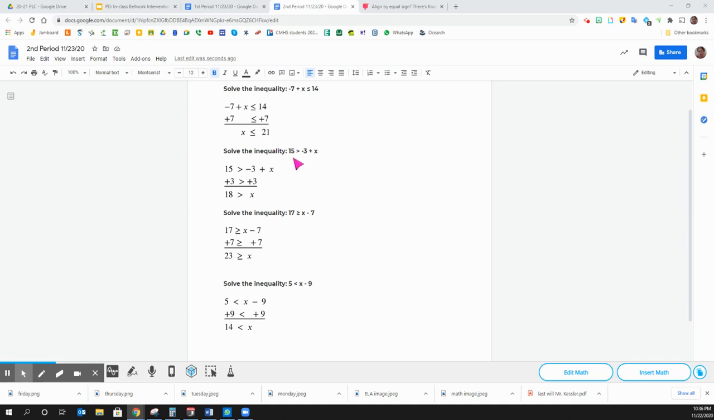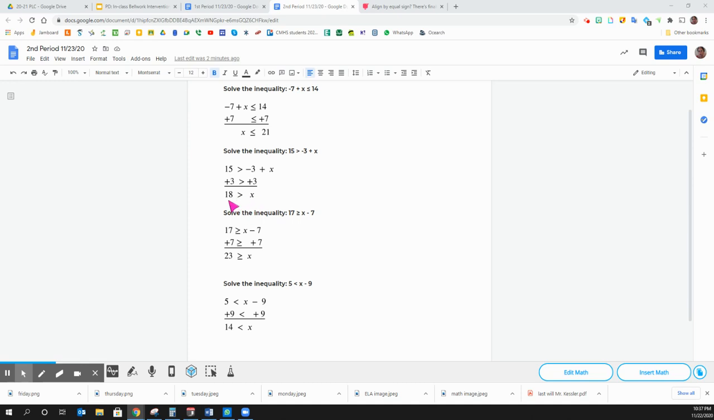Next, we have solve the inequality 15 is greater than -3 plus x. Notice that this sign does not have the equal sign underneath it. 15 is greater than -3 plus x. We've rewritten the equation. We look and see what's happening to the x. It has a -3, so we must add 3 to both sides of the equation. We add 3, they cancel on the right. On the left, 15 plus 3 is 18. Bring down our greater than sign and bring down our x.